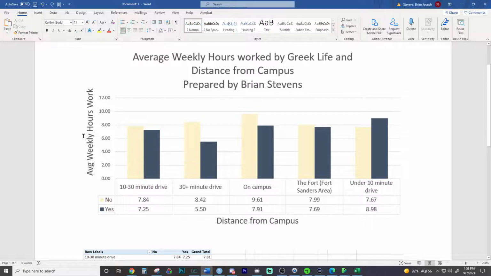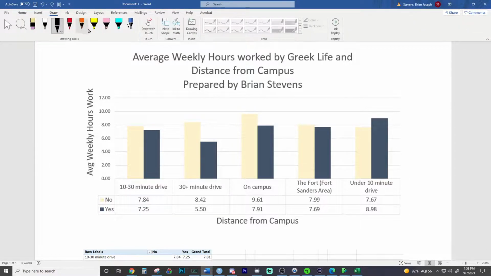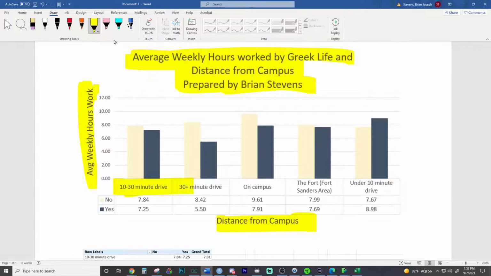It has your data table. Let's highlight what you want in your visualizations. You need your prepared by, with your name. You need to mention the variable names up here. Make sure it's very clear, like average weekly hours worked. You need to have a y-axis label and an x-axis label. Make sure this corresponds to the x-axis it's on. And you need to have a data table. These are the elements right here.